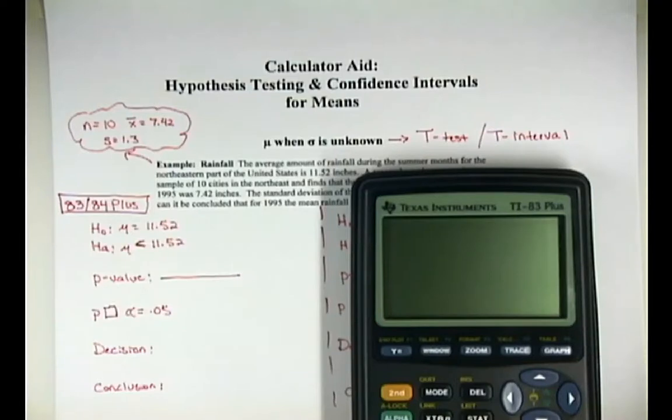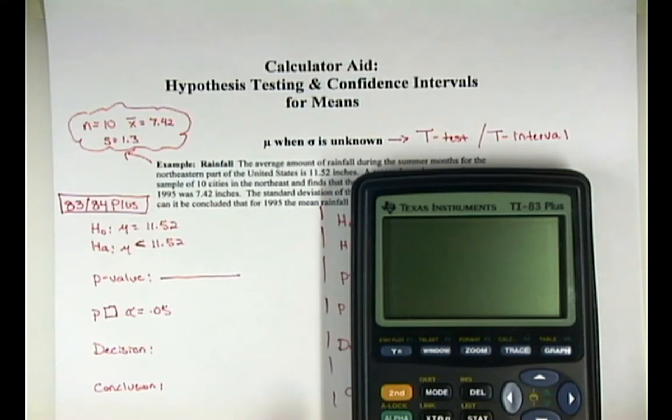Okay, students, so now we're going to do another calculator aid for hypothesis testing and confidence intervals for means. This is going to be with the assumption that we're testing and trying to estimate mu when sigma is unknown. This will require a t-test and a corresponding t-interval.